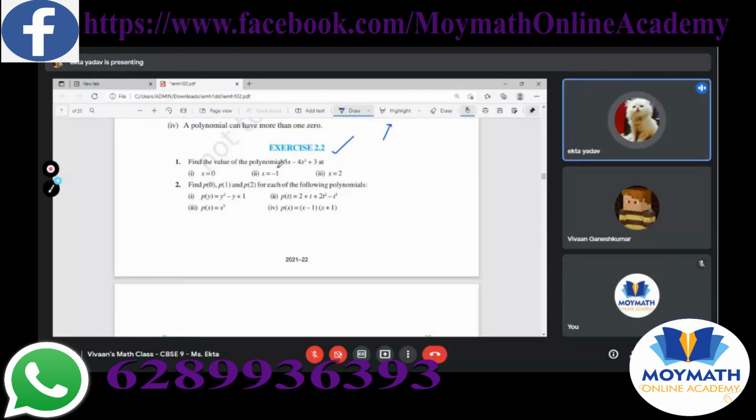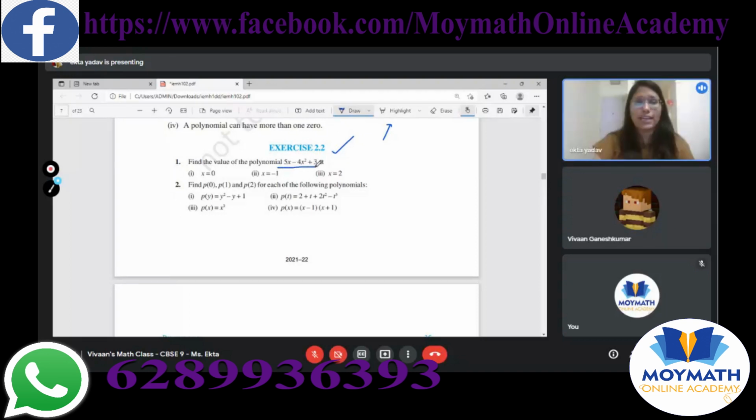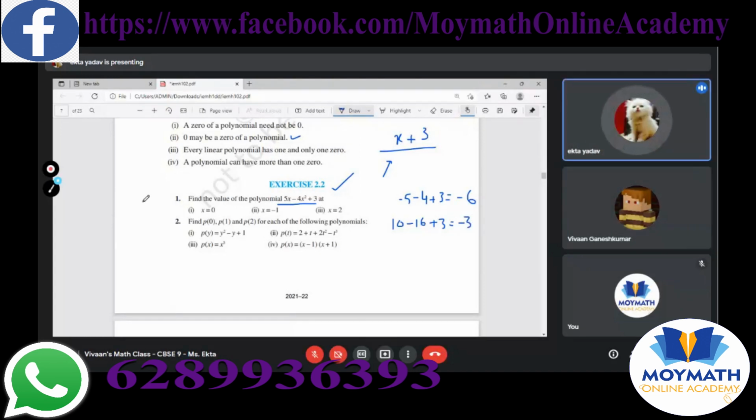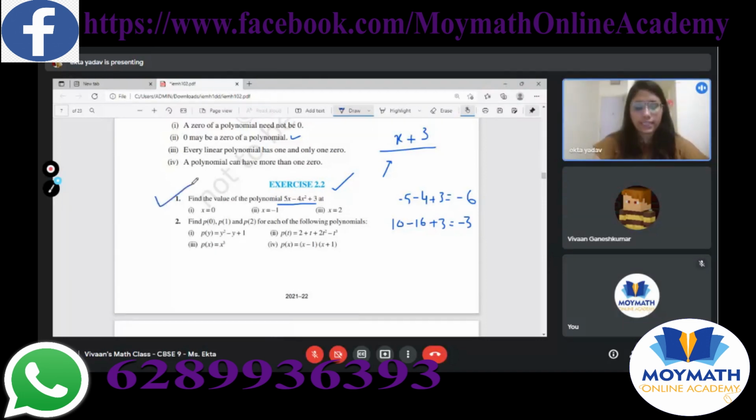Now let's go to exercise 2.2. So here is a polynomial given to you and you have to find the value of the polynomial. Now they are not asking the zero, they are just asking the value. So in the first part put x as 0 and check what value you get. In second put x equal to -1 and find the value. Okay, so that is the question. Solve it. And third one is -3, ma'am. Super. So all the values are correct.